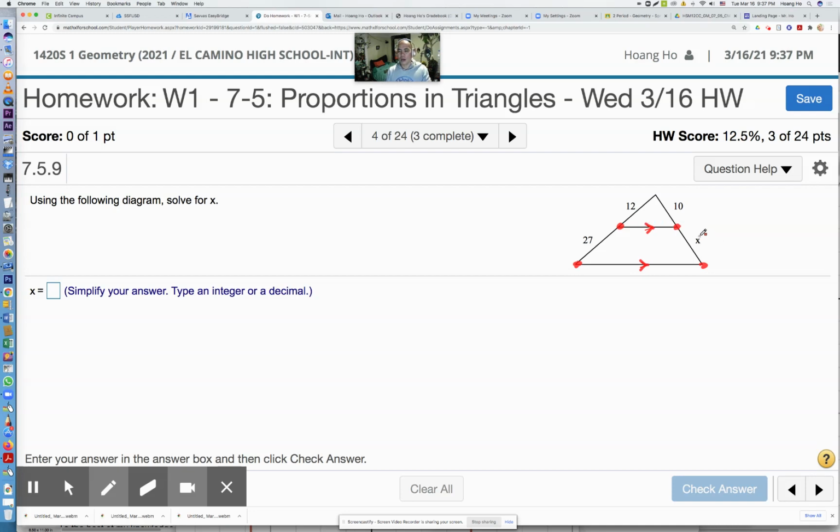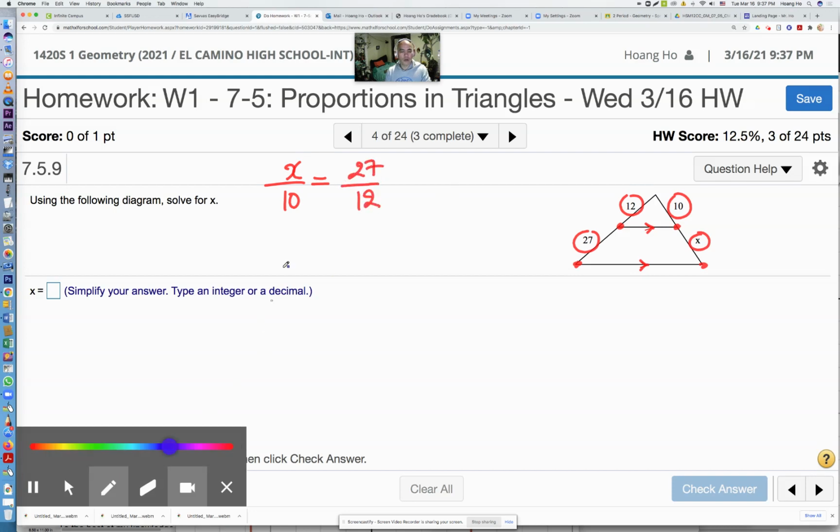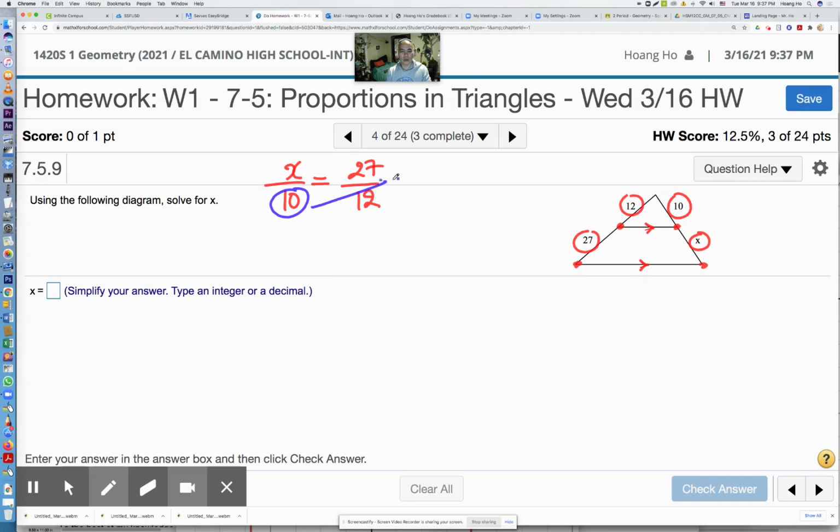Okay. So I can do x over 10 equal 27 over 12. So I solve for x. I don't want number 10, so cross number 10 to the other side. So x equal 27 over 12 multiplied with 10.